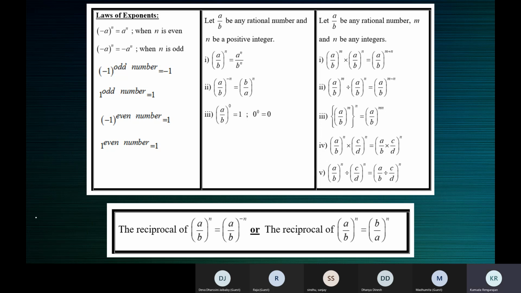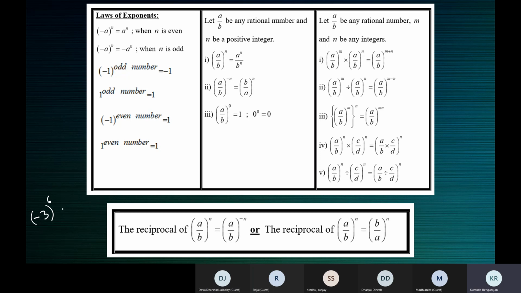Take a negative number, so let's say minus 3, raised to an even power, say 6. So it's minus 3 into minus 3 into minus 3 into minus 3 into minus 3 into minus 3. Minus 3 multiplied with itself 6 times.